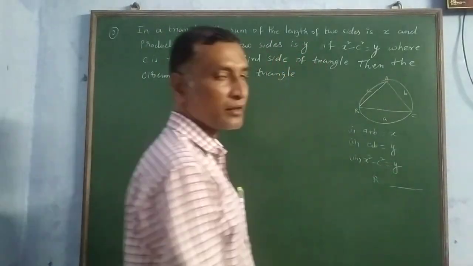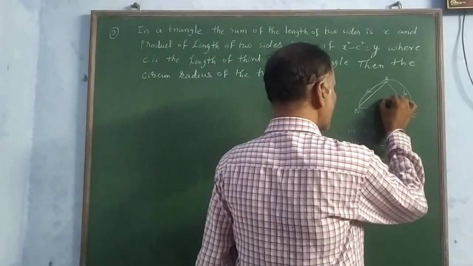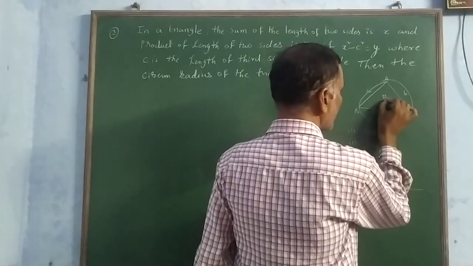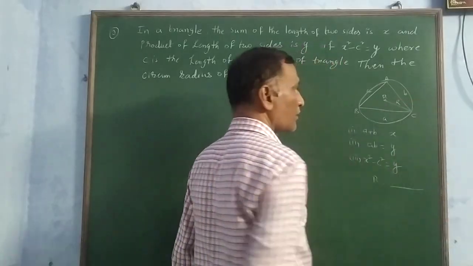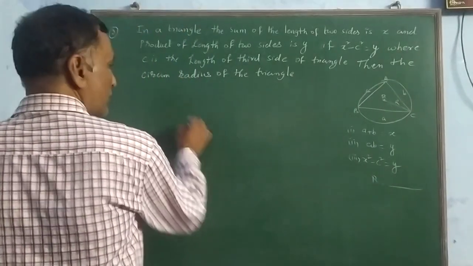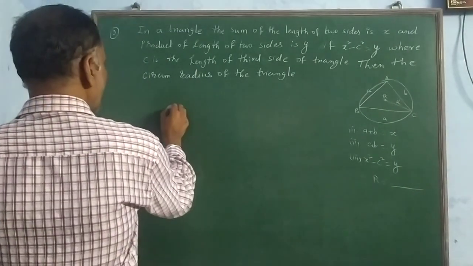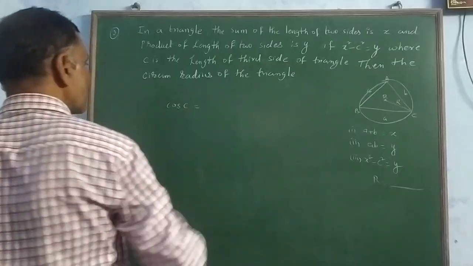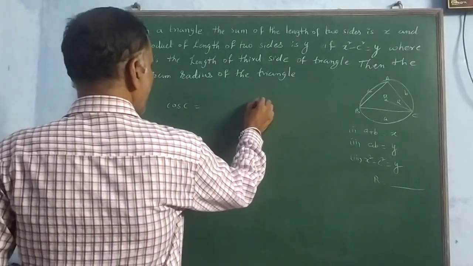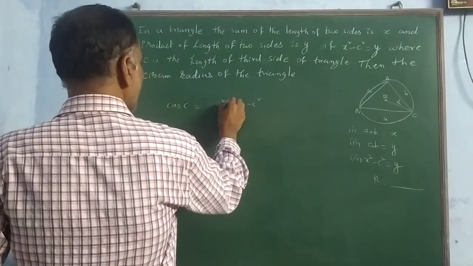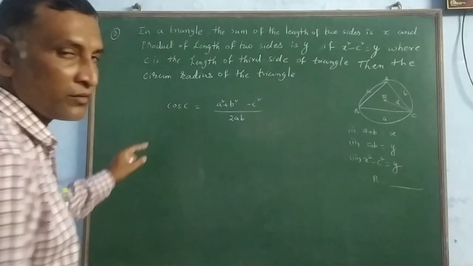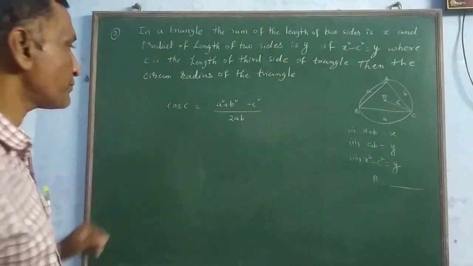This is your circle. The circumradius we have to find out here is r. Sorry, the center is O. From this, r is the circumradius. You can calculate r. So we can see the angle. Cos C, by the cosine rule, equals how much? Cos C equals (a square plus b square minus c square) by 2ab. This is the principle of the cosine rule.